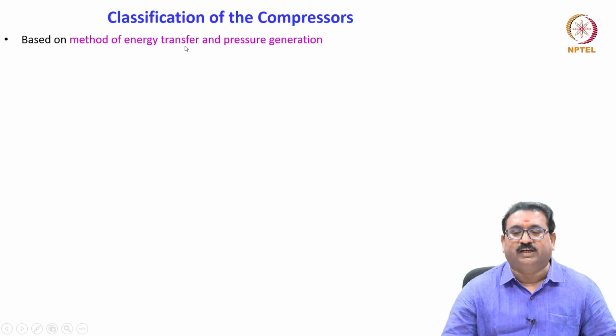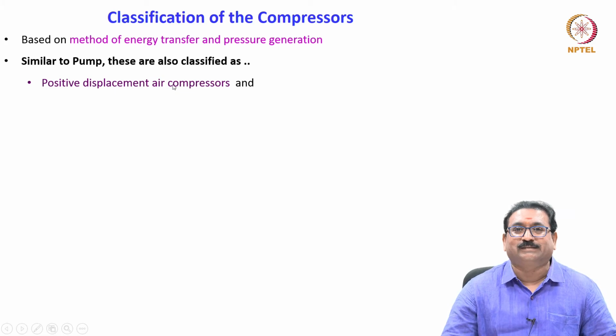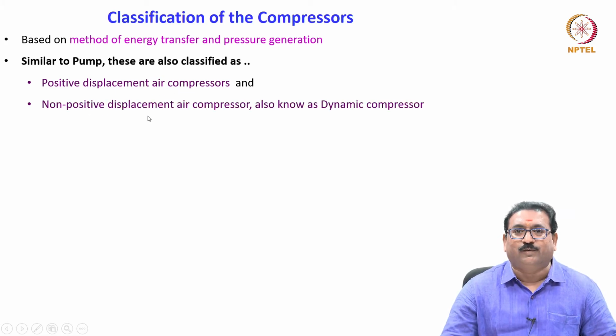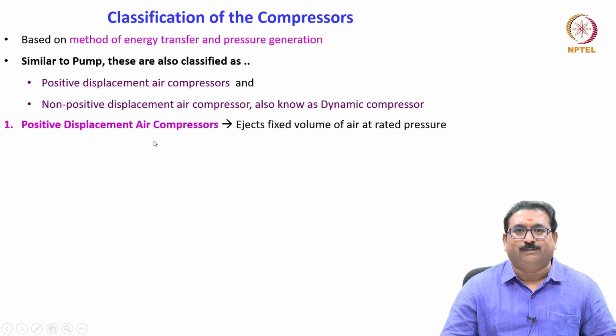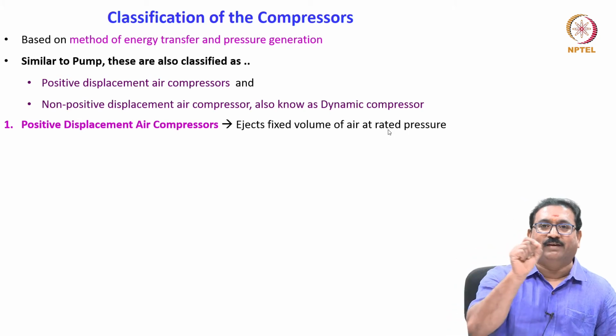Based on the method of energy transfer and pressure generation, similar to pumps, these are classified as positive displacement air compressors and non-positive displacement air compressors, also known as dynamic compressors. In a positive displacement air compressor, what is the meaning here? It ejects a fixed volume of air at the rated pressure. Very important: it ejects a fixed volume of air, and for every revolution or every cycle it is ensured.